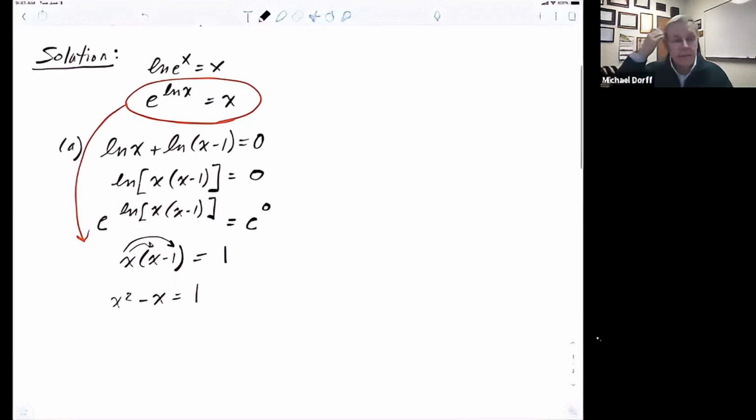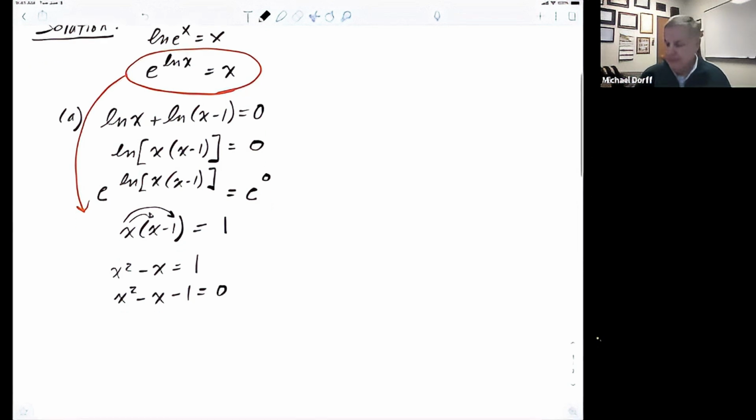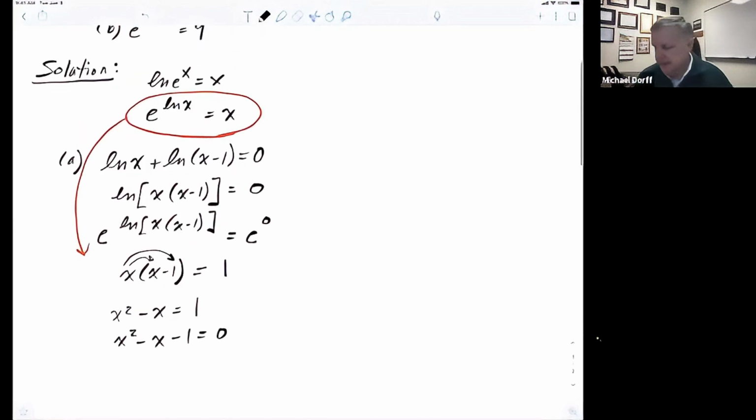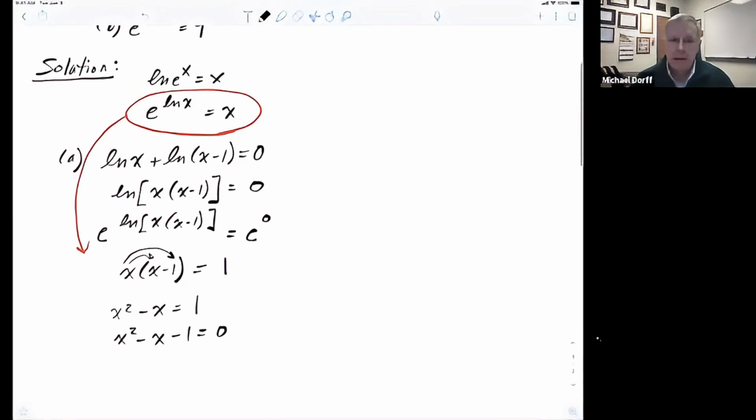Now I'm going to bring everything over to the left-hand side so that I get a 0 on the other side. So I get x squared minus x minus 1 equals 0. At this point, you could try factoring the left-hand side, which is like writing two sets of parentheses and trying to figure out what it factors to. This one doesn't factor very easily. So I think it's better at this point to use the quadratic formula.